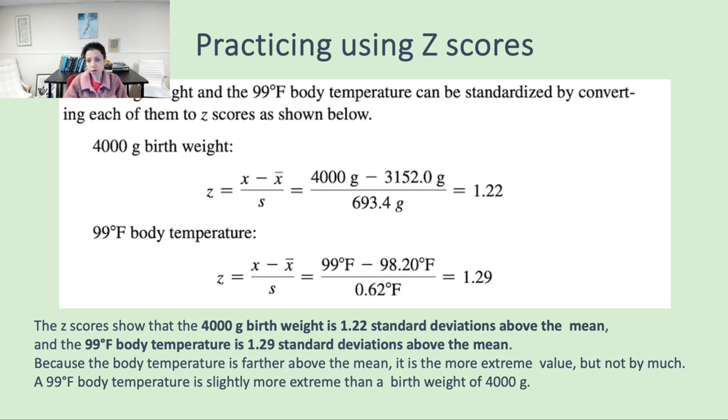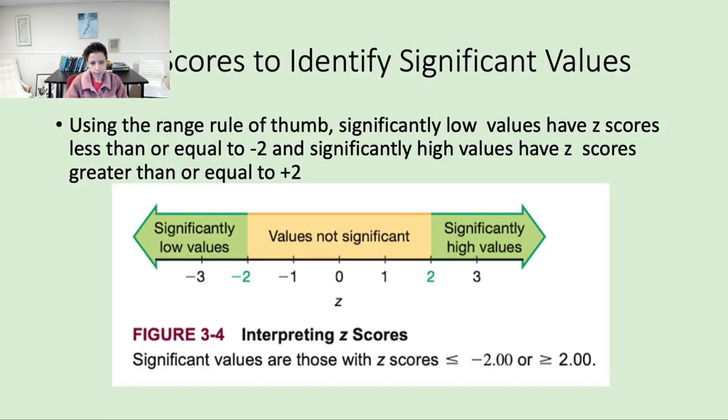But we also know, because these are less than 2, that it's not significantly higher than the mean. So we can use z-scores to easily identify significant values, and we can use the range rule of thumb. Significantly low values are going to have z-scores equal to or less than -2, and significantly high values are going to have z-scores equal to or greater than +2.